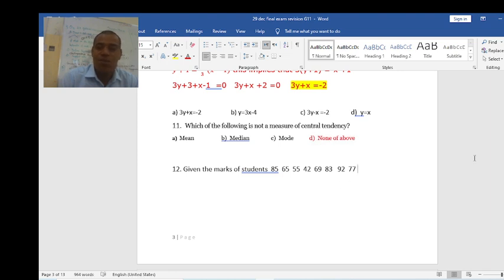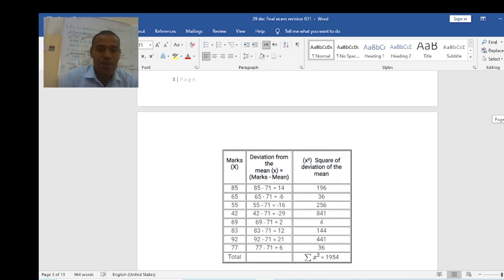For the second one, question number 12, given the marks of the student: 85, 65, 55, 42, 69, 83, 92, and 77. Okay, this is the marks, this is the deviation from the mean. X means the marks minus the mean. The mean here is 71. If you add these and divide by 8, you will get 71. So this mark minus the mean gives 14. The second mark minus the mean gives negative 6, and so on.